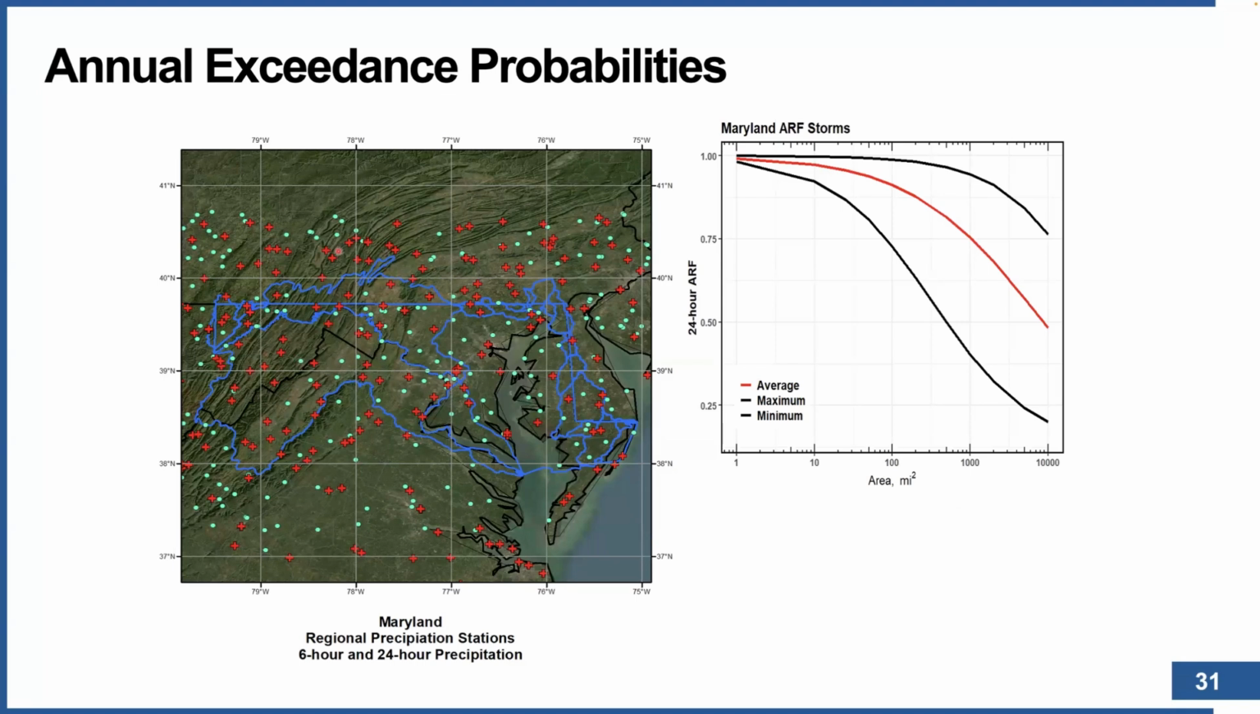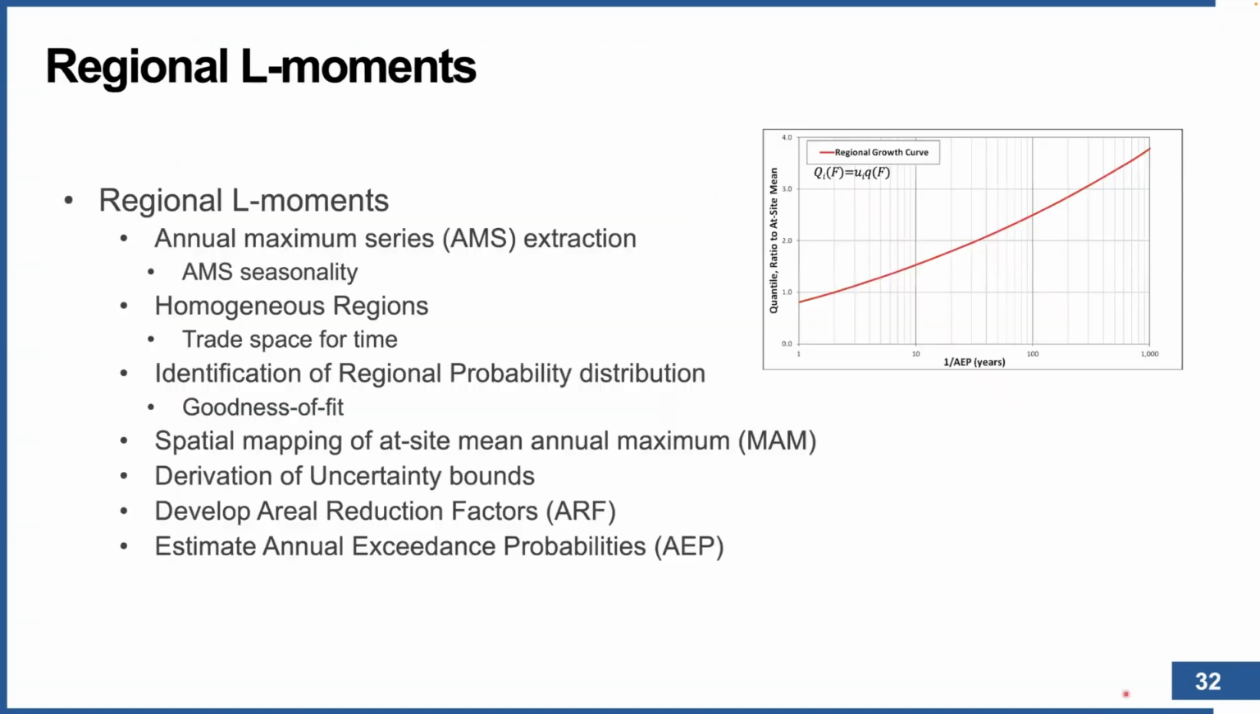And to do this, we have two things going on. Combining all the stations together gives us enough data to produce very rare recurrence intervals. And then we have to take these point estimates and distribute them over larger area sizes. Using the storm database, we can develop areal reduction factors and understand how those precipitation frequency depths would decay through time. Now, what does that look like when we do a regional L-moments process?